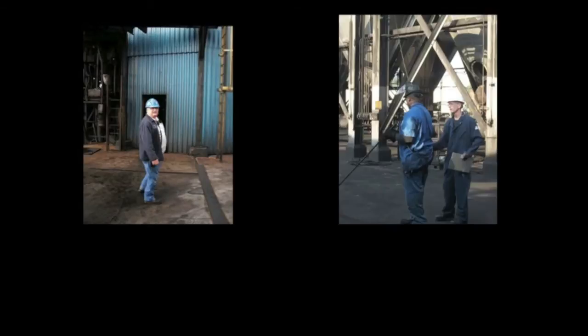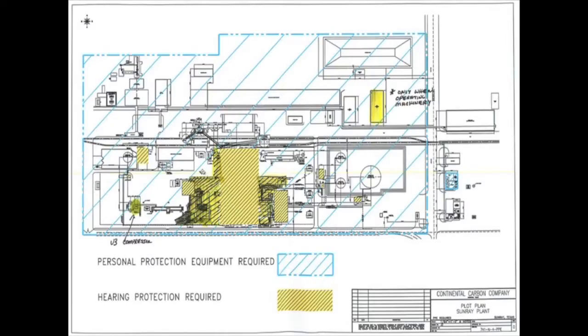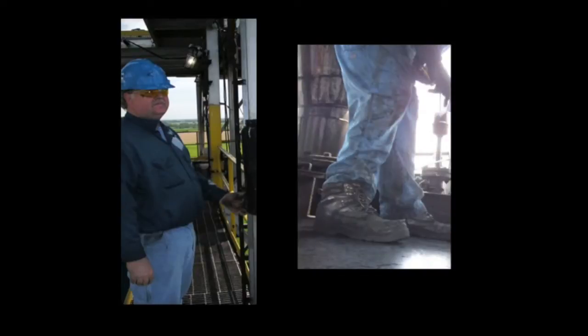At Continental Carbon, general plant PPE is required by any person entering, passing through, or working in a designated process area. These areas are indicated on the plant-specific PPE map. Plant PPE includes hard hat, safety glasses, a long-sleeved shirt or jacket worn with the sleeves extended, and steel-toed boots.